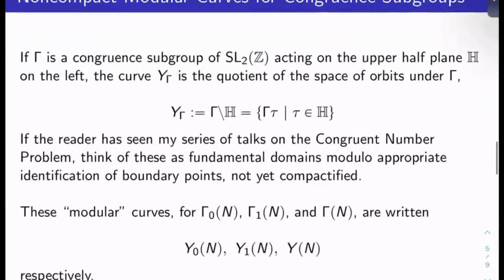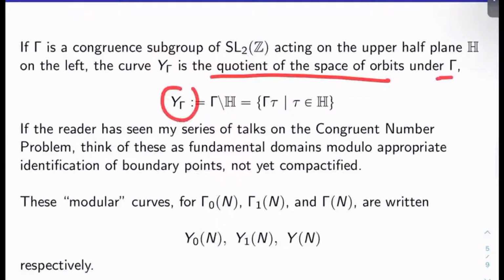So more generally, if I take a congruence subgroup Gamma of SL2Z acting on the upper half plane H on the left in the usual way, then the curve Y sub Gamma is the quotient space of orbits under Gamma. So Y sub Gamma is by definition Gamma slash H, which is notation from your algebra class for the orbit space of this action. So it's the set of all Gamma tau for tau in H.